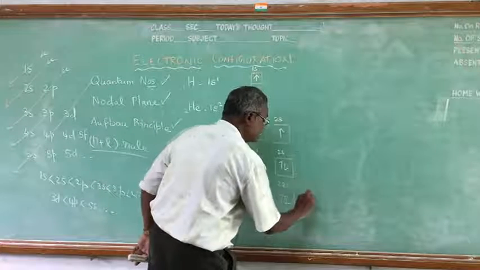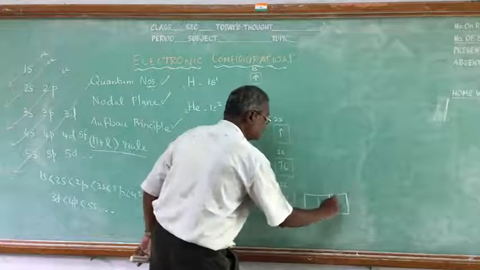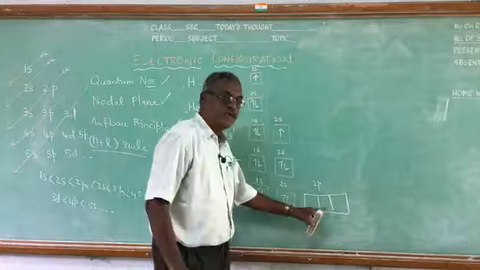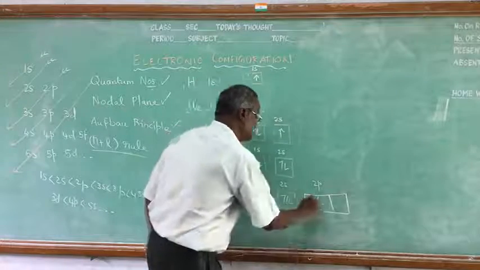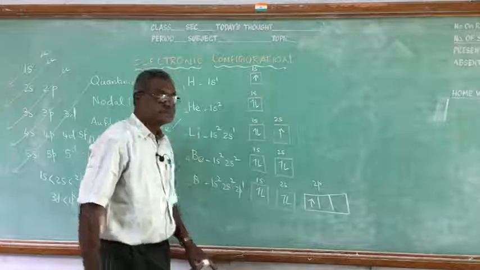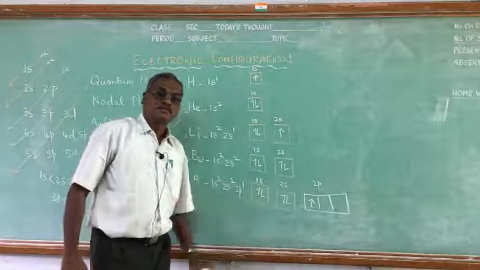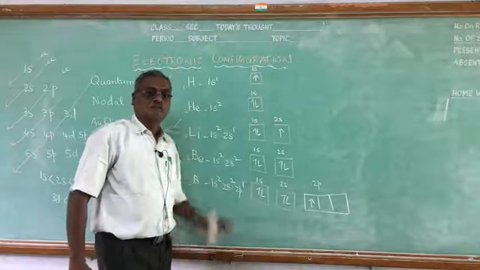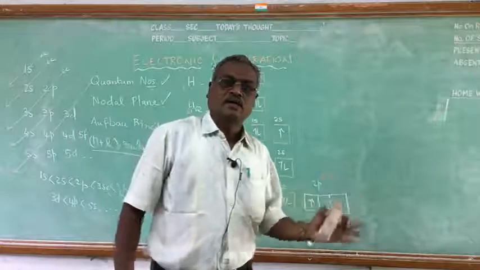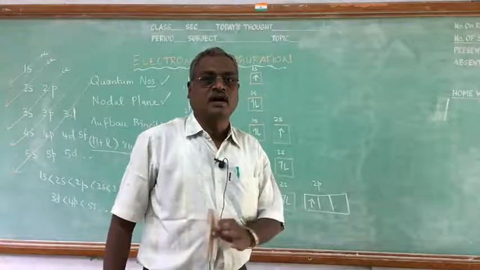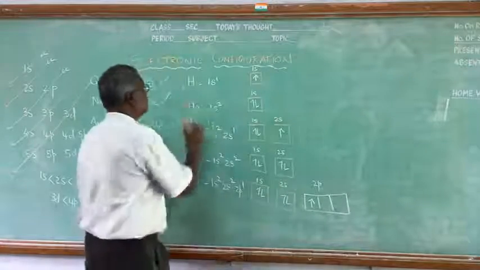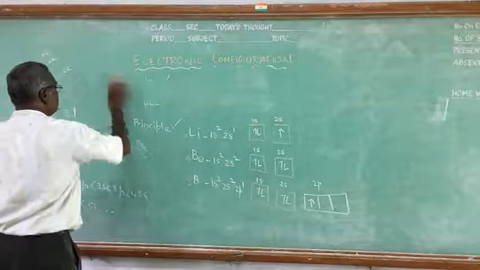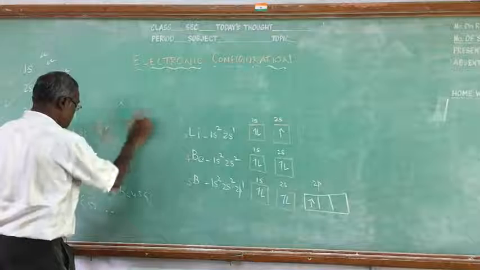For 2p, you have to put 3 boxes. Why do we have to put 3 boxes? One is px, py, pz. So in the first box, 1 electron you have to put. So this is the electronic configuration for boron. Similarly, you write for the other elements, 6, 7, carbon. So here, when it comes to carbon, a rule will be applied.